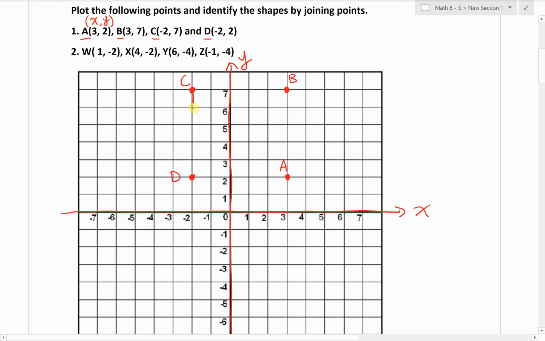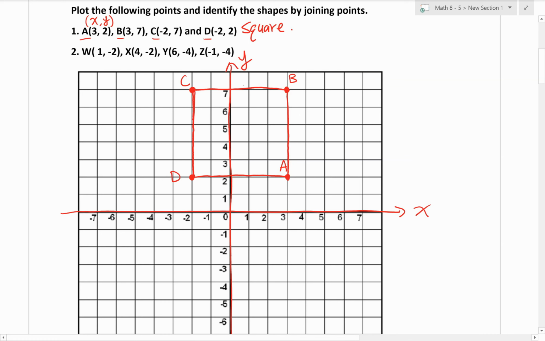Okay, so if I join these 4 points together, so A to B, B to C, C to D, and D goes back to A, you can see this is a square. And we know this is a square because you can see this is 1, 2, 3, 4, 5 boxes, and that's also 1, 2, 3, 4, 5 boxes. So it's 5 by 5, right? It's a square, perfect square. Okay, so ABCD is a square.